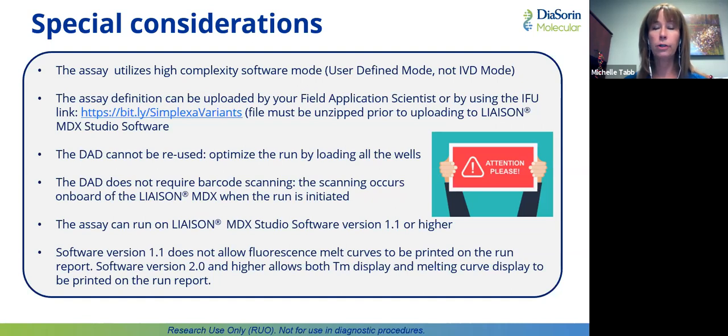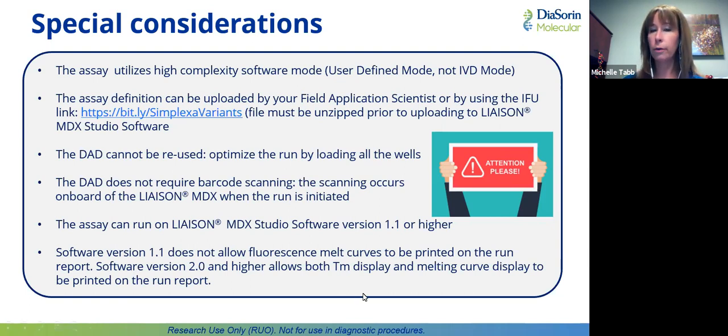I already mentioned that our direct amplification disc here cannot be reused, and so you should consider optimizing the run in a batch style format. And the direct amplification disc in this case does not require the barcode scanning. The scanning will occur when the run is initiated as the disc is spinning within the instrument.